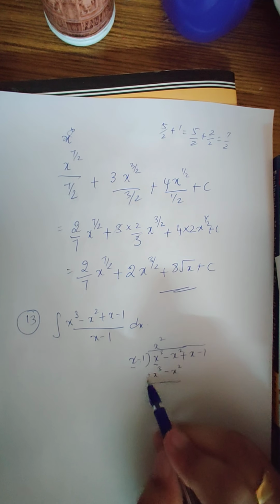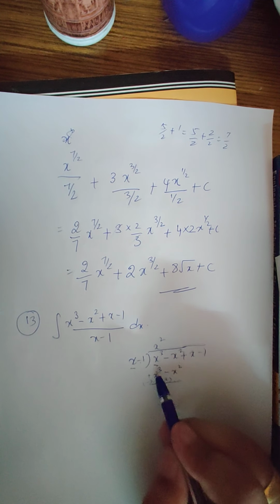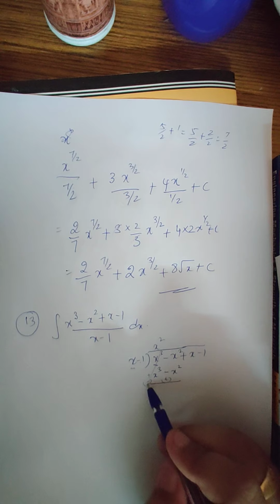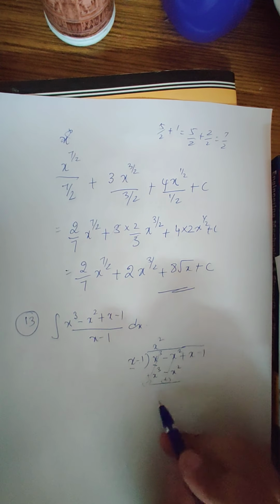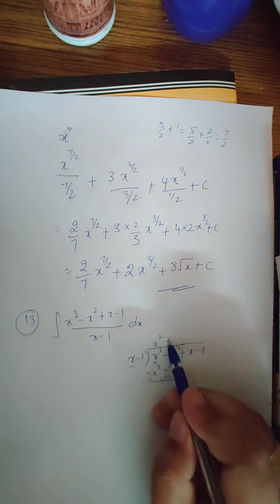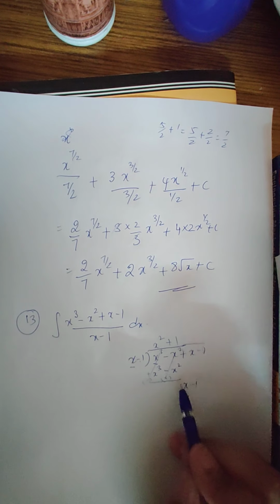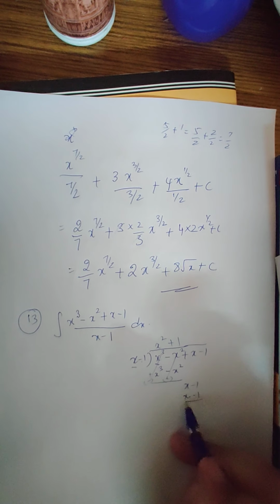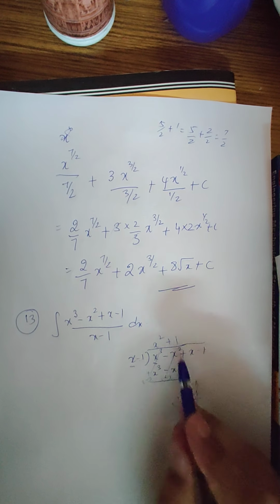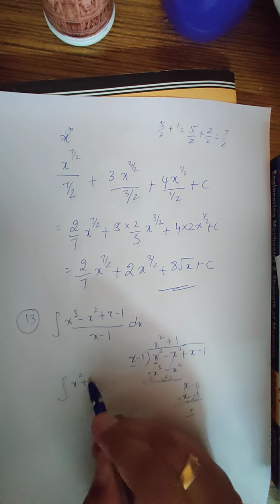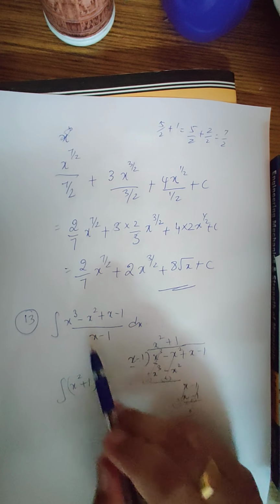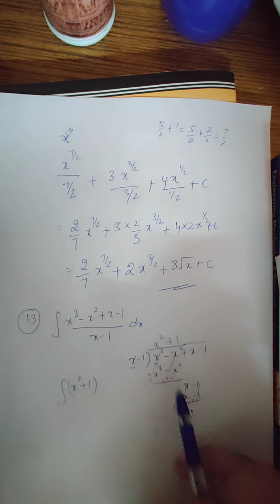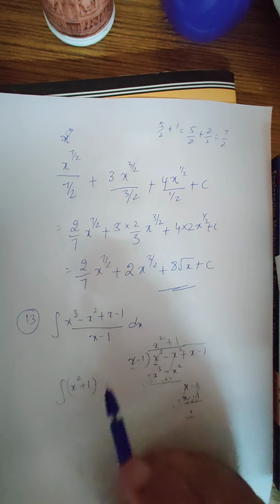Then the signs are inverted, x cube minus x cube cancels, minus x square plus x square cancels, then x minus 1, so plus 1 into x is plus x, minus 1 into 1 is minus 1, so everything will cancel. So x square plus 1, integration of x square plus 1. See, the equation looks complicated, but when you divide, you get the right answer. Quotient is x square plus 1, remainder is 0, dx.